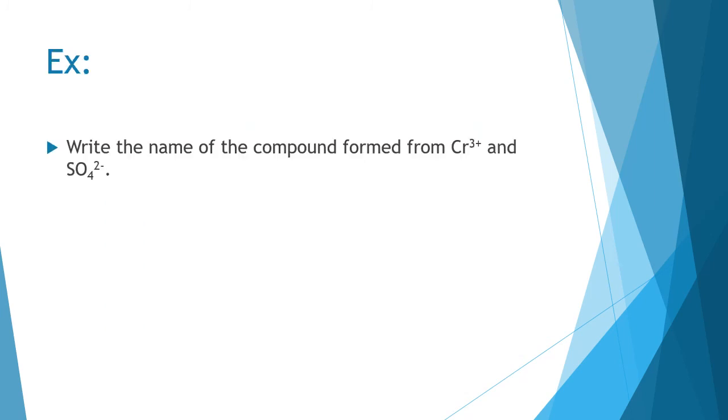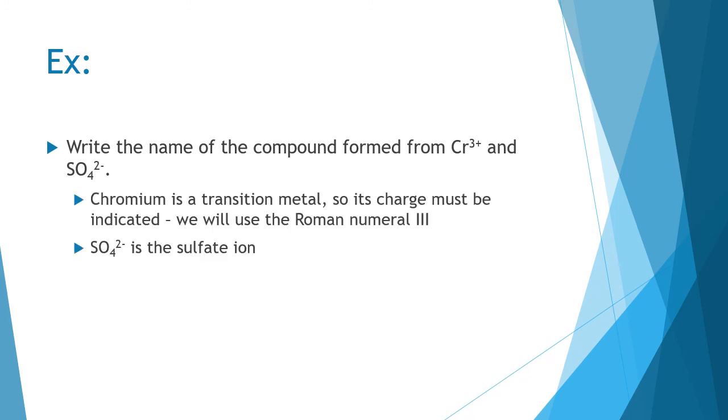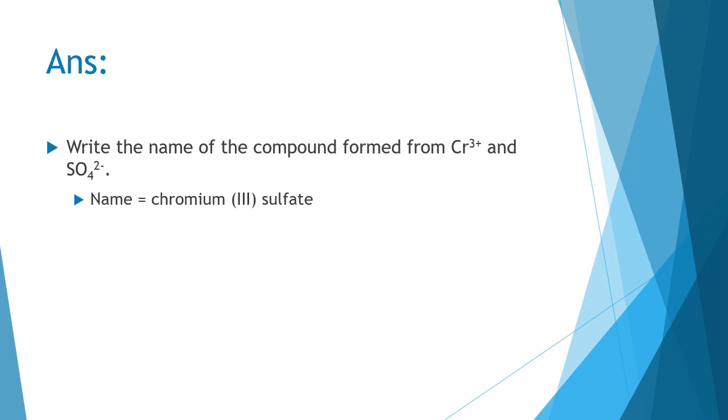So, let us look at how to write the name of a compound formed from chromium 3+ and sulfate. Chromium is a transition metal, and so we will have to indicate its charge in the name. The charge here is +3, so we'll use the Roman numeral III, which is 3 I's in a row. SO4 with a -2 charge is the sulfate ion, one of our polyatomic ions. And so when we write the name, we will say chromium(III), indicating that the 3 is the charge of the chromium, and then sulfate. So the name is chromium(III) sulfate.